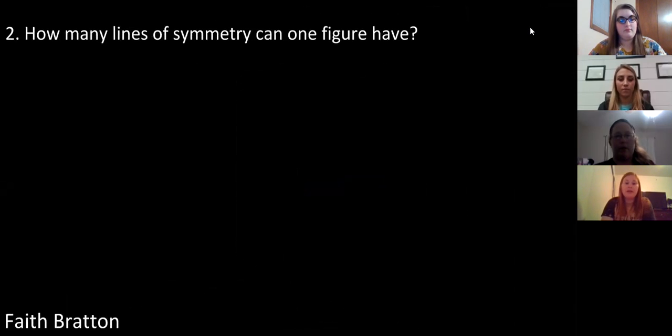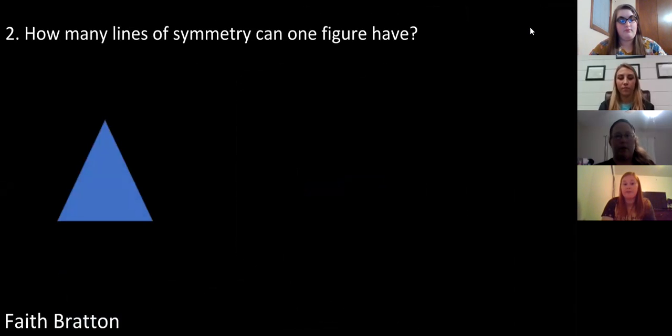Hey, Faith, how many lines of symmetry can one figure have? Okay, so a line of symmetry is when you reflect or flip a figure over a line and the figure appears unchanged when the figure has a reflection symmetry or a line symmetry. Okay, these are some figures that we're going to demonstrate to see if they have lines of symmetry or not, or how many they have.